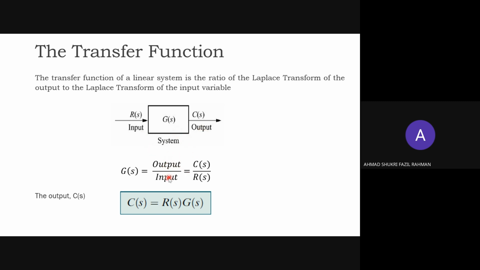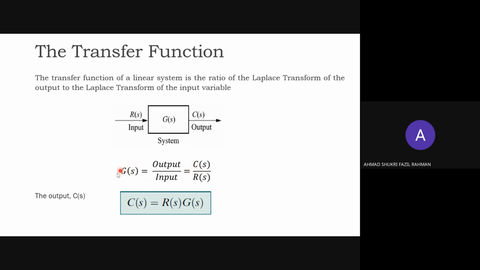When we replace output and input, the output is C(s) and the input is R(s). So this would be the common mathematical equation for a system, which in this case is the transfer function. Looking at this definition, the transfer function of a linear system is the ratio between output and input in the form of the Laplace transform. The notation here, the values here, are in the form of Laplace.